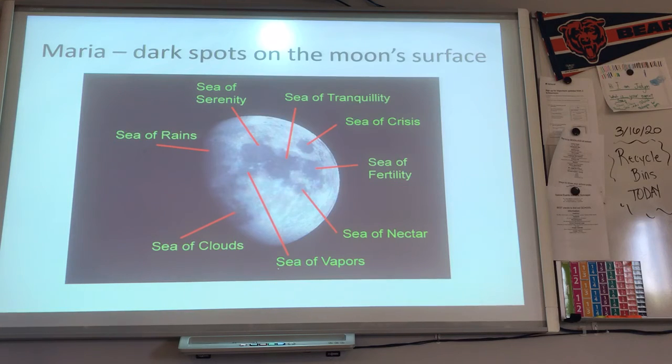Now, maria. Maria are the dark spots on the moon's surface. All right? They have all these different names, and they were believed to be caused by items interacting or crashing with the moon's surface.